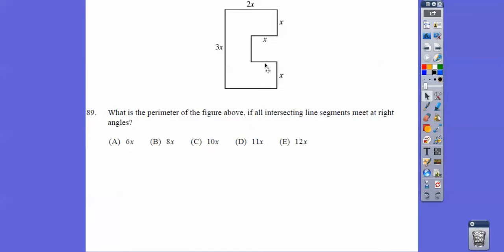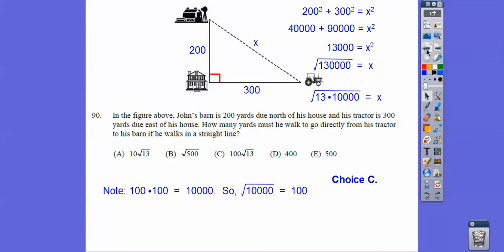All right, so what's the perimeter? I'm going to put an x right there and an x right there because it's 2x going across. So if this is x, then this is x right there. And if it's 3x going down, there's x, this has to be x right there. So they all add up to 12x right there. Okay, whoops, let's go back here.